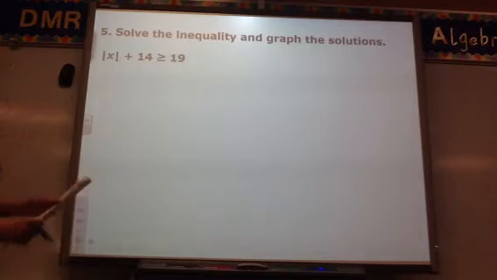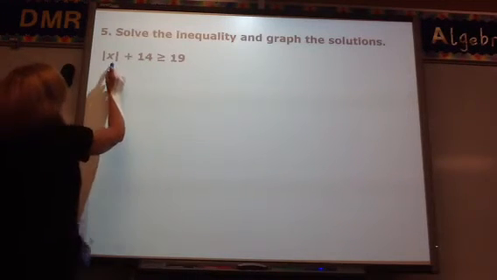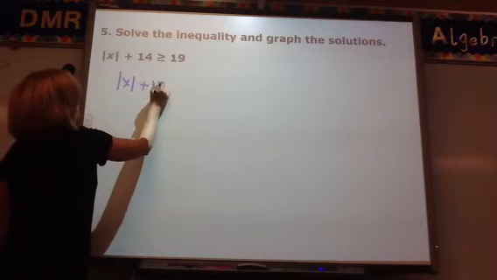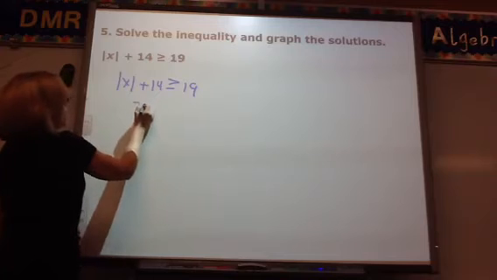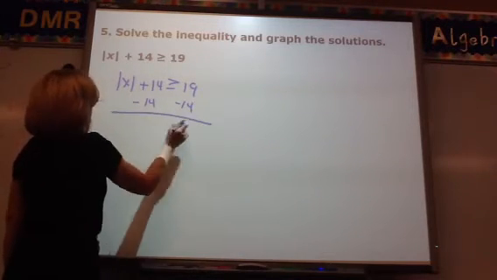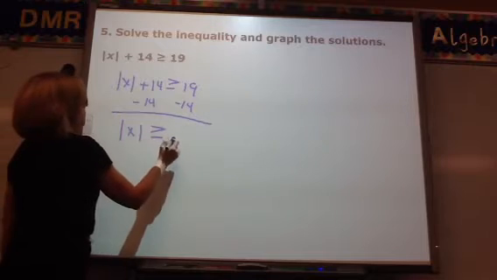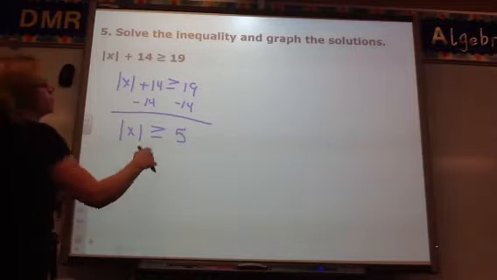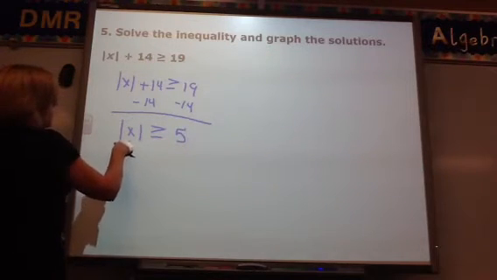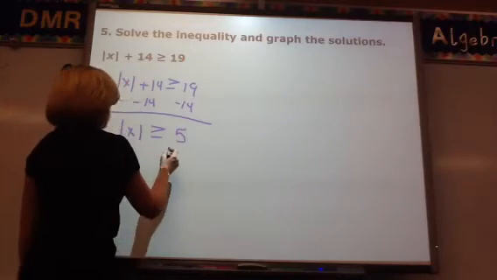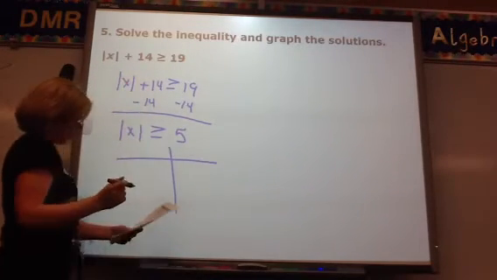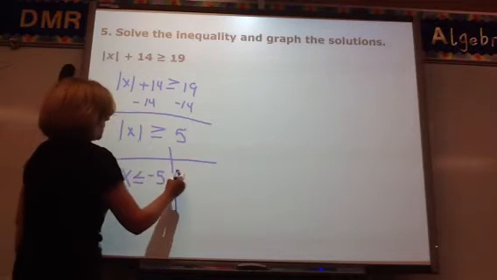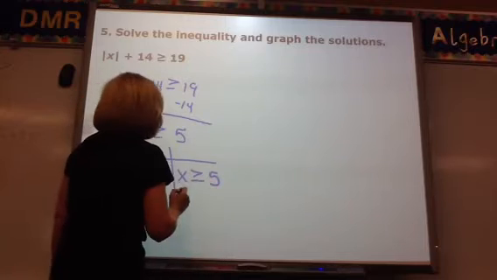Okay, solve the inequality and graph the solution. First we need to isolate our absolute value. To do that, we have to subtract 14 from both sides. We kind of just did this one with our explanation. So the absolute value of x is greater than or equal to 5. You have to do both cases, so we have x is less than or equal to -5, and x is greater than or equal to 5.